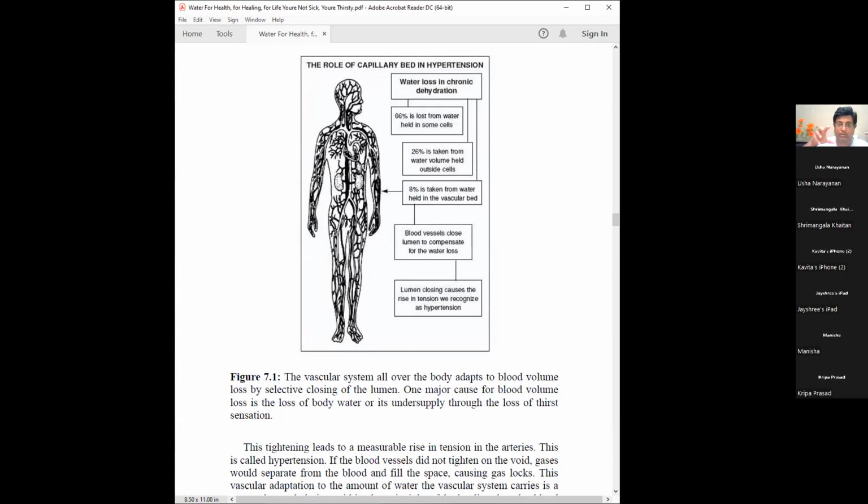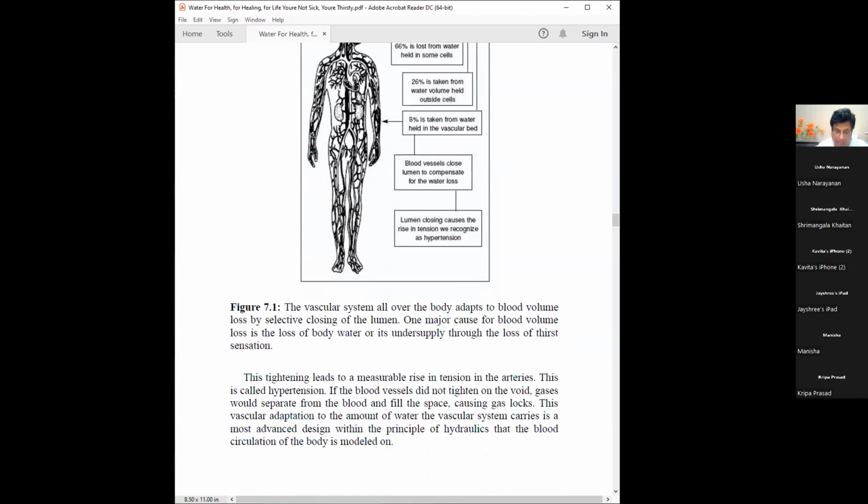So again, the body has to adapt to the loss in the volume of blood that is available. So the veins tighten and the capillaries lose the ability to get the blood flowing in them. The vascular system all over the body adapts to blood volume loss by selective closing of the lumen. One major cause for blood volume loss is the loss of body water or its undersupply through the loss of thirst sensation. This tightening leads to a measurable rise in tension in the arteries. This is called hypertension. If the blood vessels did not tighten on the void, gases would separate from the blood and fill the space, causing gas locks.